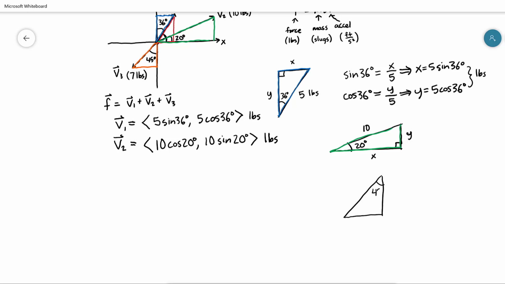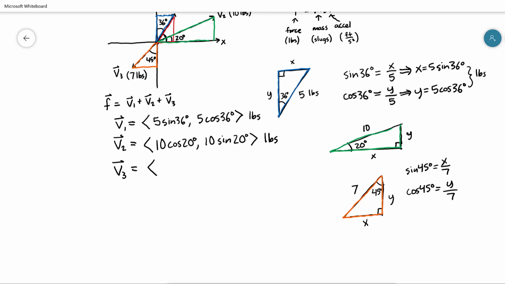There's my 45 degrees. Here's the x coordinate I want, here's the y coordinate, and this distance is 7. And again, there's the orange triangle. So doing the same thing, relative to the angle that's given, x is opposite. So in this case, sine of 45 degrees is equal to opposite over the hypotenuse, so x over 7, and cosine of 45 degrees will give me the y over 7.